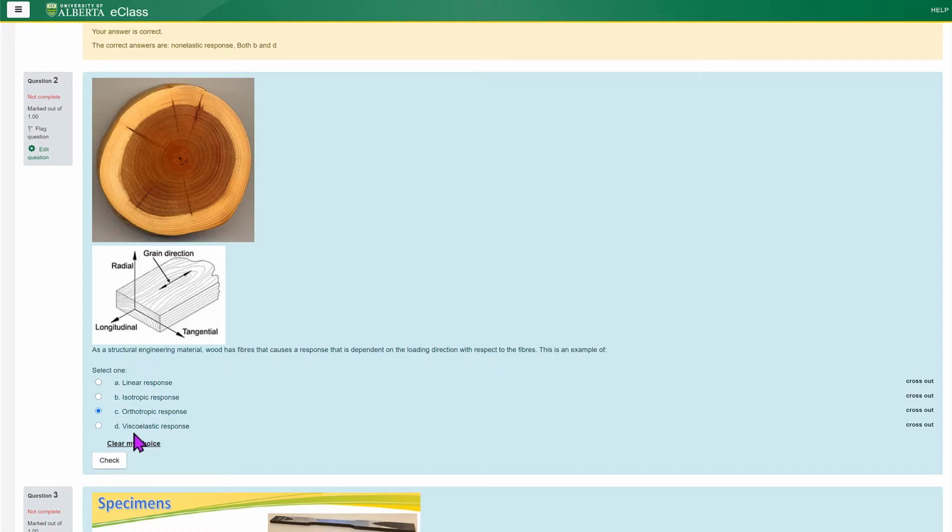And D, viscoelastic, well, again, that's time dependency. We're not talking about time dependency. Again, if we look at the question, it talks directly about the loading direction. So we can narrow it down to B or C, and then we know that since the wood is different based on which direction, we know it's going to be C, which is an orthotropic response.